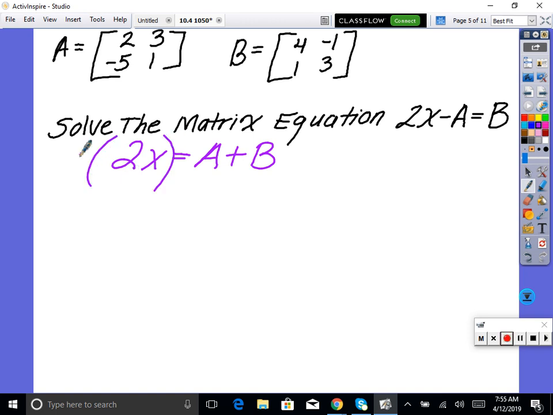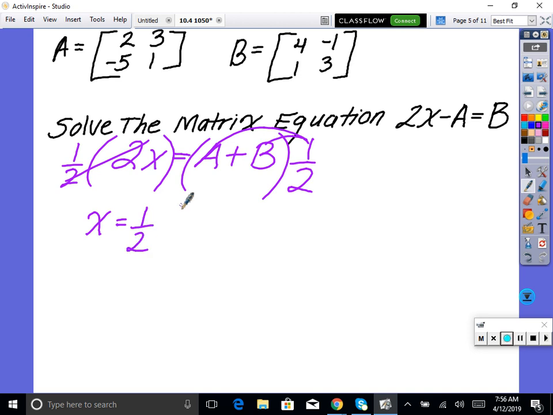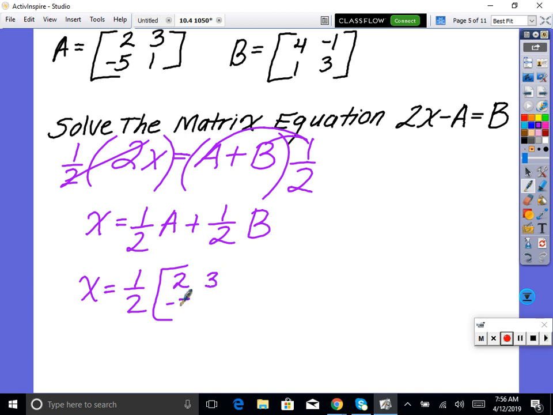Let's times both sides by a half. I like that idea better. Same thing. We know that's the same thing. So x is equal to, because there's an addition sign, we would need to distribute a half in here and here. So then we would have 1/2 times a plus 1/2 times b. So then x is equal to 1/2 times matrix A, which is 2, 3, negative 5, 1, plus 1/2 times matrix B, which is 4, negative 1, 1, and 3.